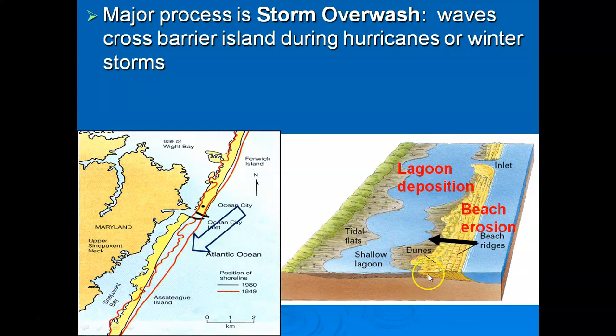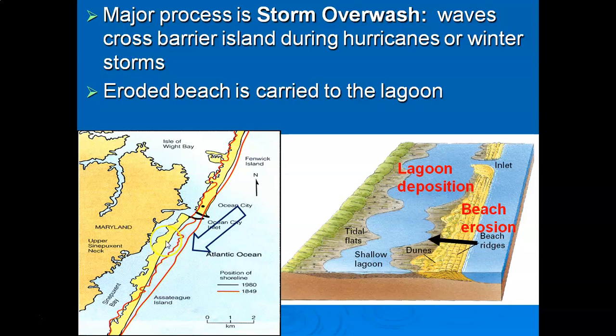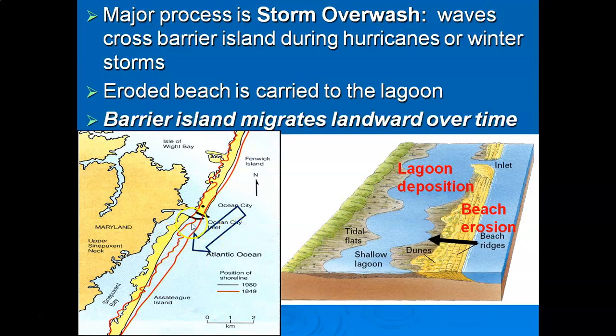And so over time, these barrier islands basically roll over themselves by erosion and deposition, erosion and deposition, erosion and deposition. That's what they're trying to illustrate here. Here's actually a picture off the coast of Maryland of where a barrier island was in 1849, and by 1980, it has definitely moved landward. And this has been happening. Numerous studies show all barrier islands slowly migrate landward over time. All of them do, right? And that's by that process of eroding the beach into the lagoon.